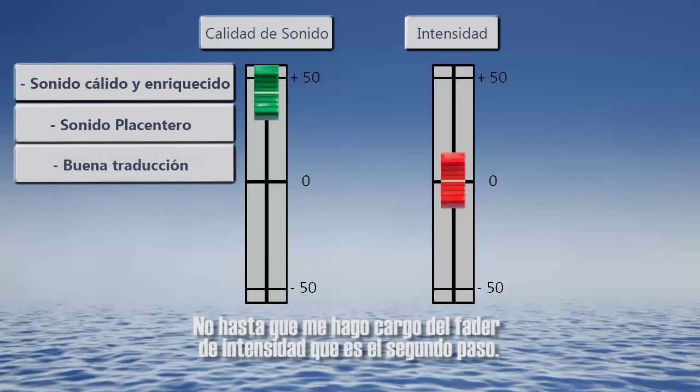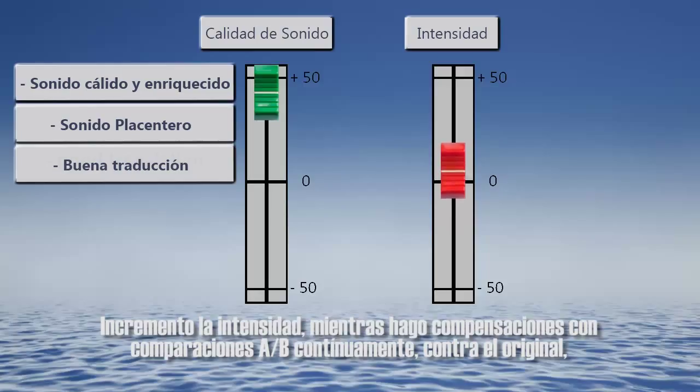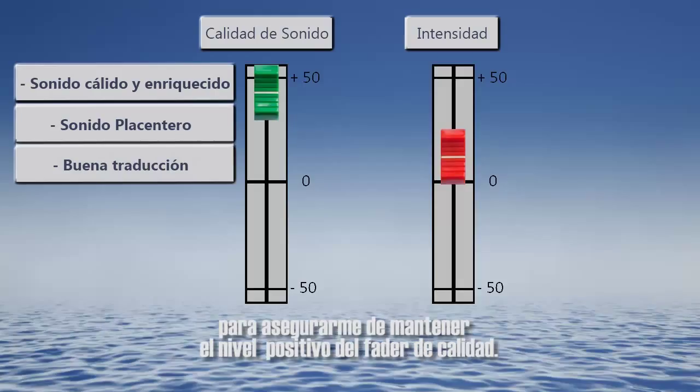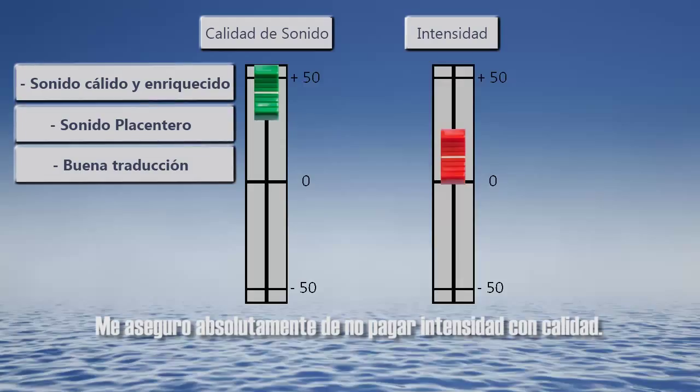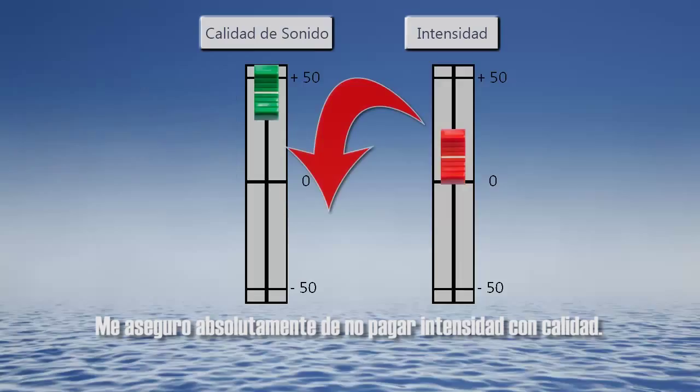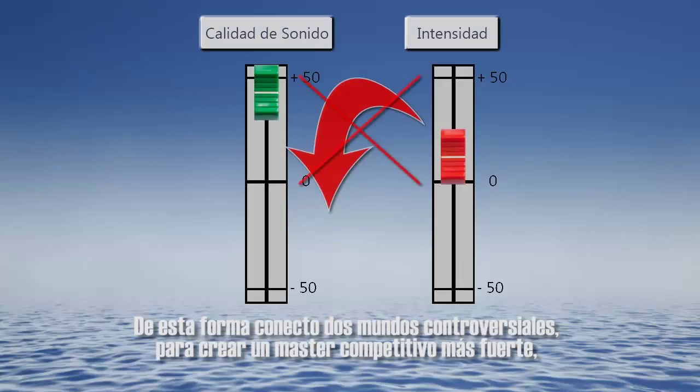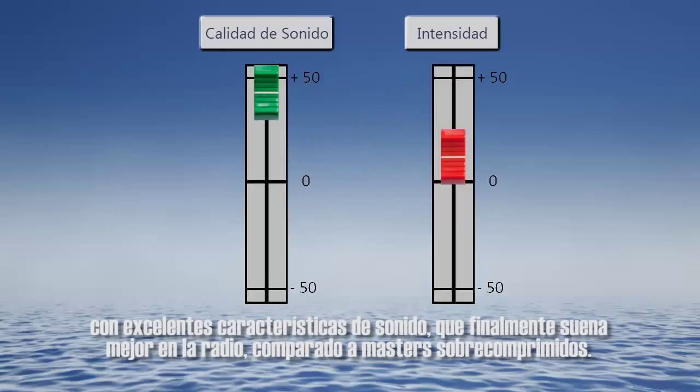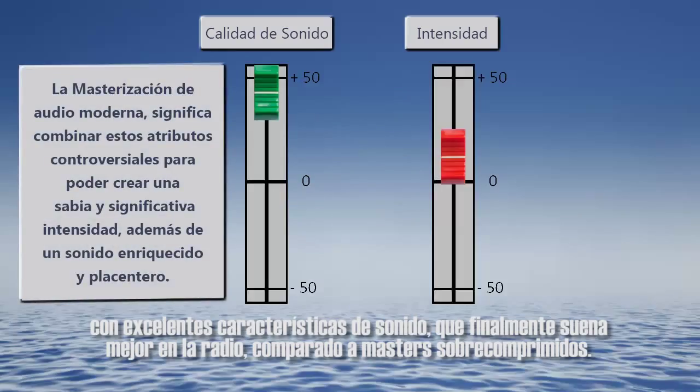Not till then I take care of the loudness fader as the second step. I increase loudness while continuously making loudness compensated A/B comparisons with the original in order to make sure to stick to the positive side of the quality fader. I absolutely make sure to not pay loudness with quality. This way I connect two controversial worlds to create a competitive loud master with excellent sound characteristics, which sound finally much better on the radio compared to overcompressed masters.